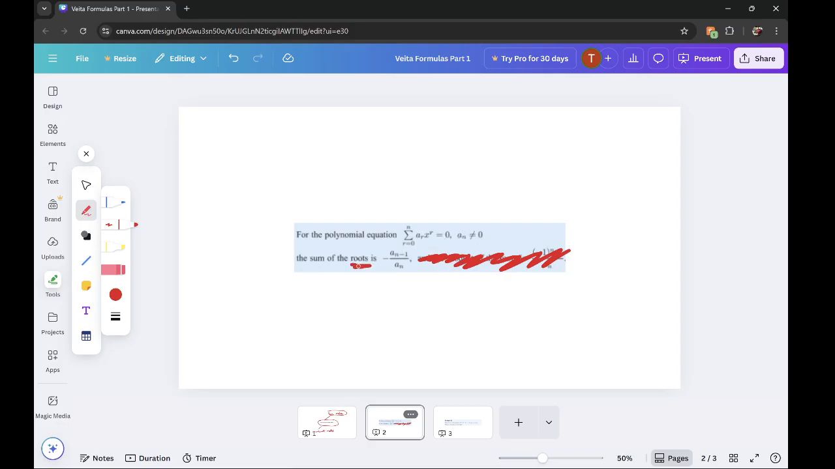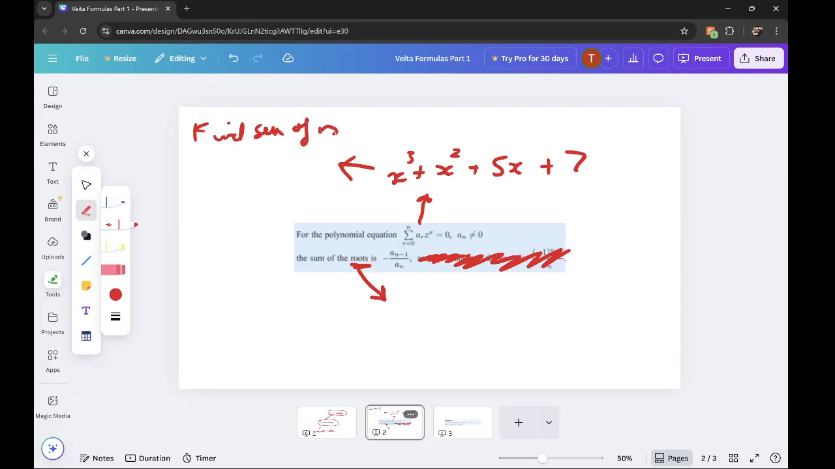First off, let's look at what the roots mean. I want you to practically ignore this; this represents a polynomial. This polynomial could be anything like x cubed plus x squared plus 5x plus 7. This could be your polynomial that they've given you in the question, and they'd ask you in the question to find the sum of roots.